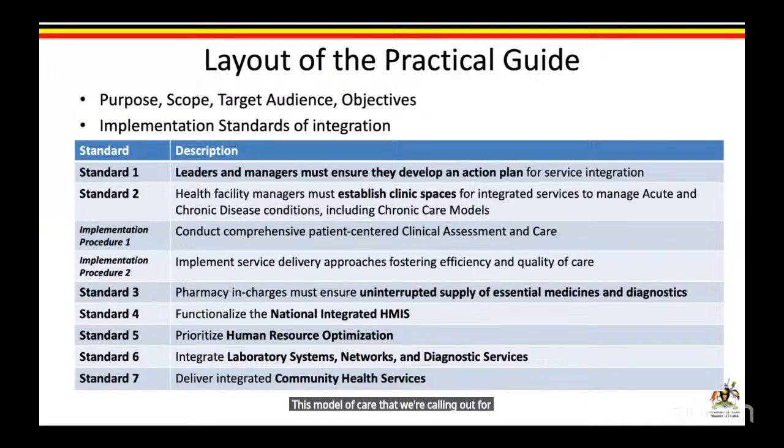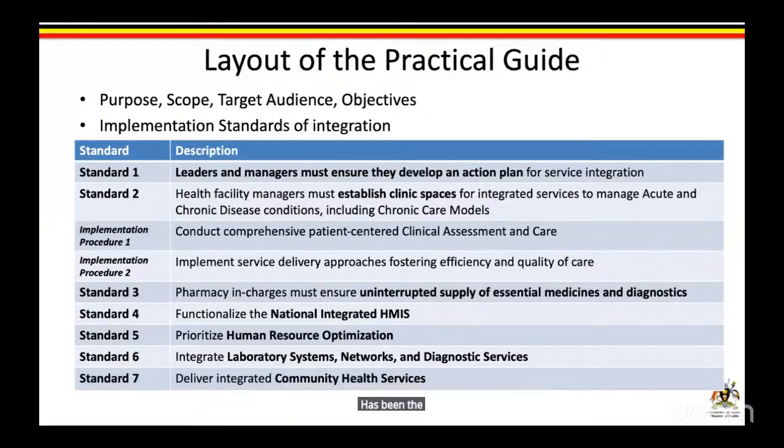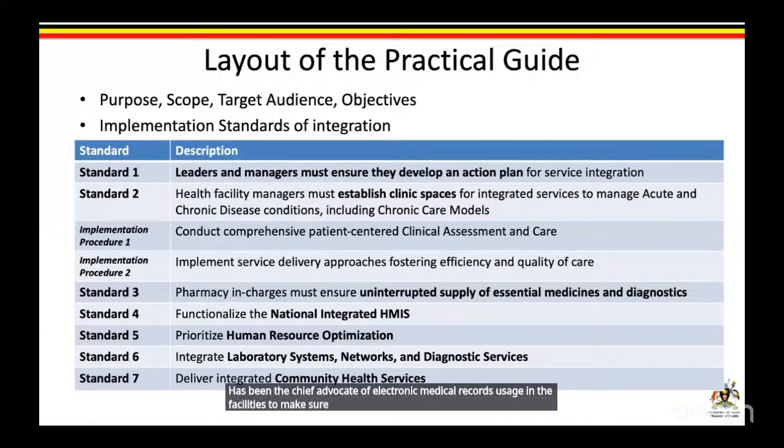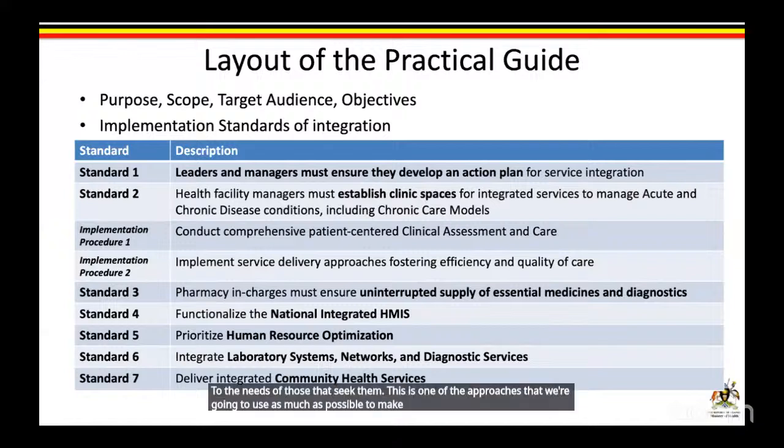And that's what we look at in Standard 4, which is looking at the standardization of the National Integrated Health Management Information System. We all are aware that the accounting officer of this ministry has been the chief advocate of electronic medical records usage in the facilities to make sure that the healthcare system is responsive to the needs of the patients that we care for by helping us as healthcare providers to consume the data that we use in planning and in making sure that we have services that are responsive to the needs of those that seek them. This is one of the approaches that we're going to use as much as possible to make sure that we are able to deliver this agenda.